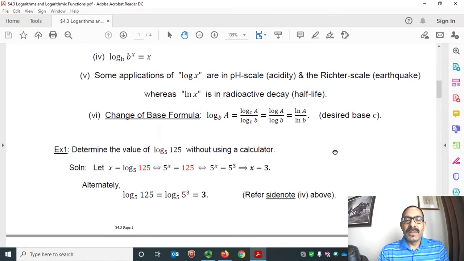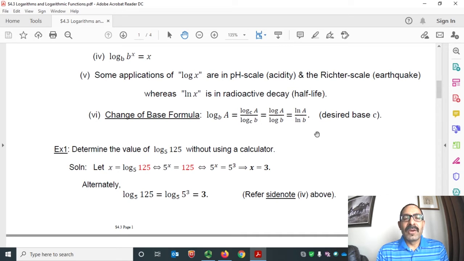Change of base formula. Suppose a given log function has base b, and you want to change this base b to your desired base c. Then the formula is log a with base b equals log a with base c over log b with base c. If I pick c equals 10, this is simply log a over log b, or if we pick c equals e, then this fraction is simply ln a over ln b. I hope this makes sense to you all.